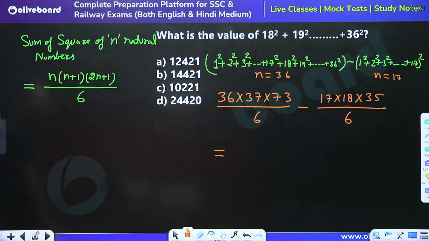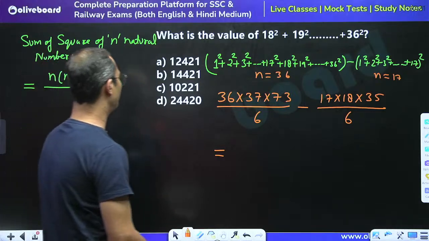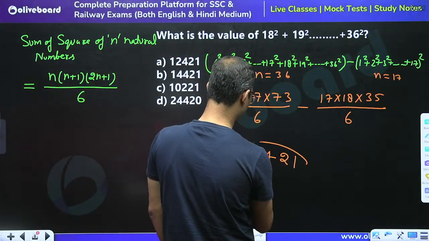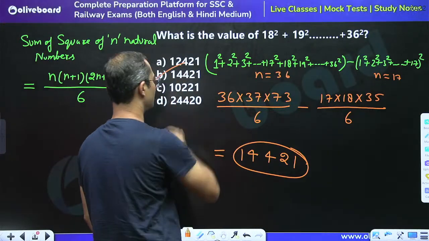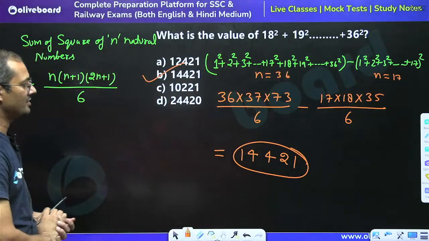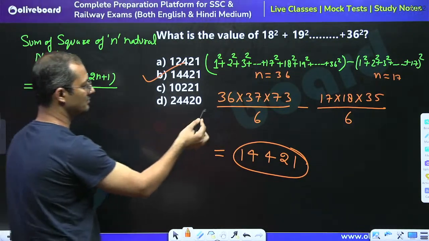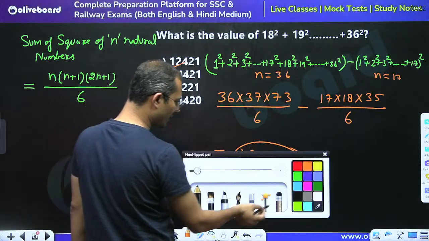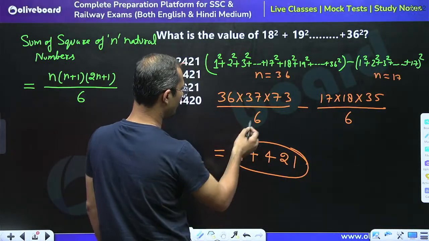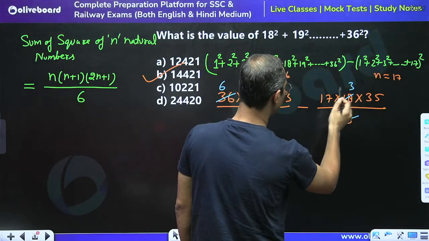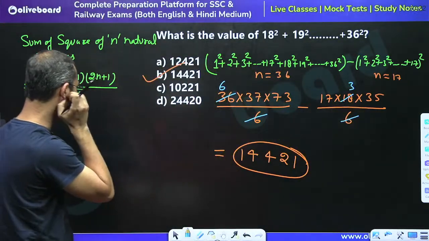Tell me what is the answer. So after solving this, we will get how much? 14421, right? 14421 is the right answer. B part is the right answer. Clear? So this is a simple calculation. You can do it on your own, right? See, by 6 this is cancelled 6 times, and by 6 this is cancelled 3 times, right? Just multiply it, you will get it, right?